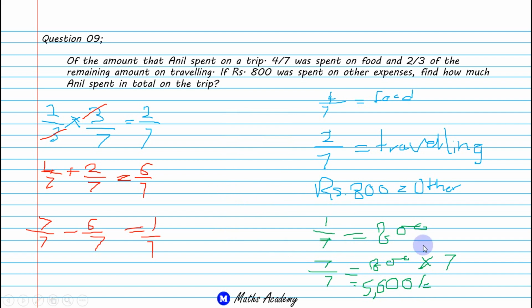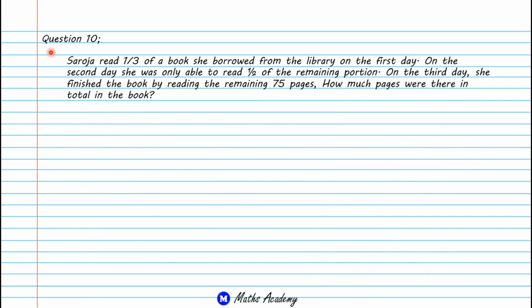So I hope you understood it. With that, let's move on to the next slide. Question number 10. It says Saroja reads 1 over 3 of a book she borrowed from the library on the first day. And on the second day, she was only able to read 1 over 2 of the remaining portion. And on the third day, she finished the total book by reading the remaining 75 pages. How much pages were there in the total book?